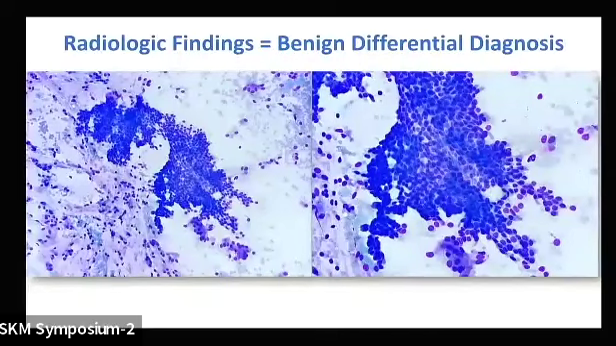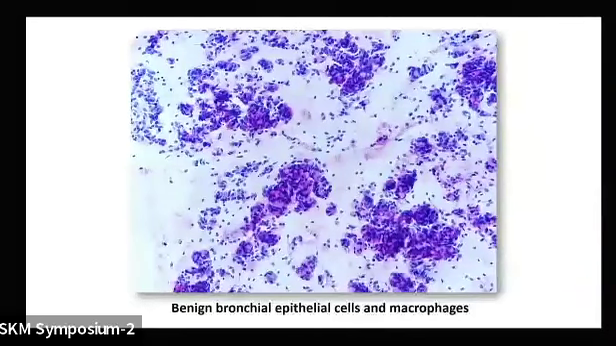For instance, these are flat sheets of what appear to be very monotonous basaloid cells. This would correlate with benign sampling of the lesion itself. And again, similarly, benign bronchial epithelial cells and macrophages, as noted here, would represent a benign process because in the background you can see quite a few lymphocytes, in the previous slide as well as in this current slide, which represents an inflammatory lesion.